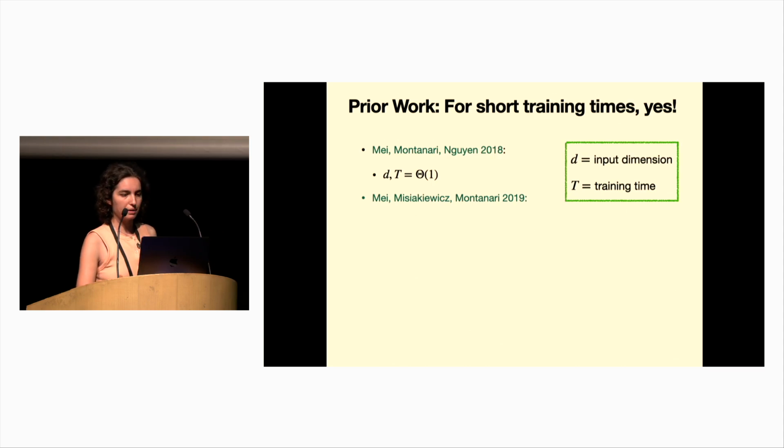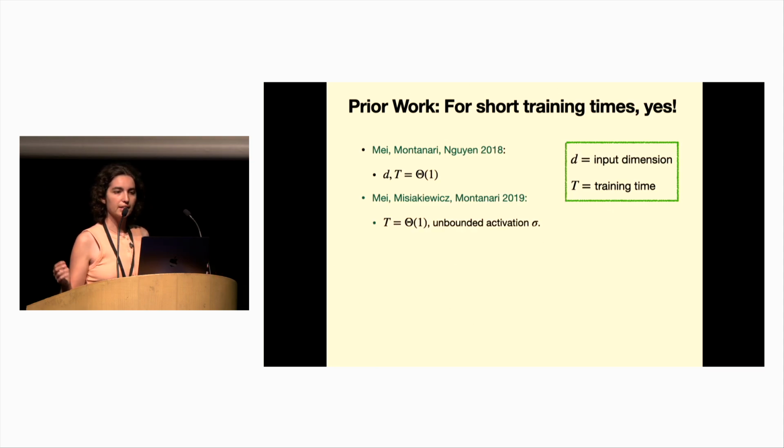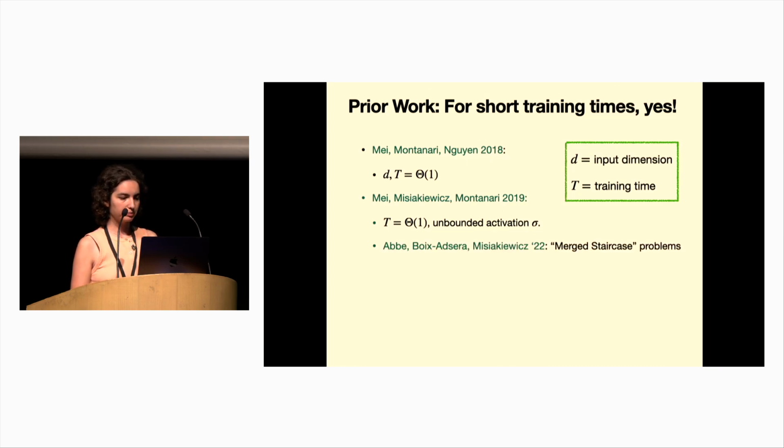This was followed up by further work of Song Mei and his co-authors, which showed that even if the input dimension diverges to infinity, as long as the training time is constant, and they also extended it to unbounded activation sigma, you can also achieve an approximation between the mean field neural network and the finite width neural network that decays with the width of the network.